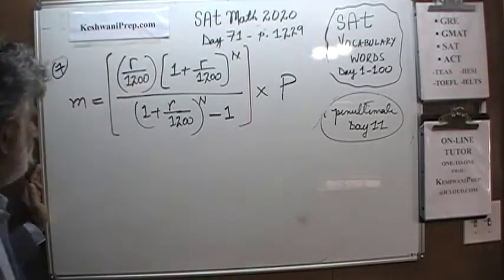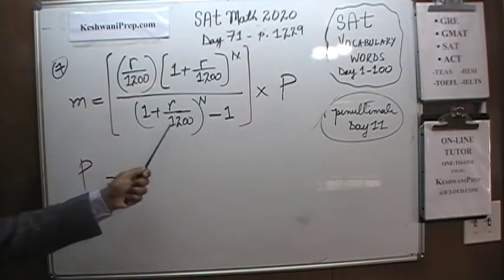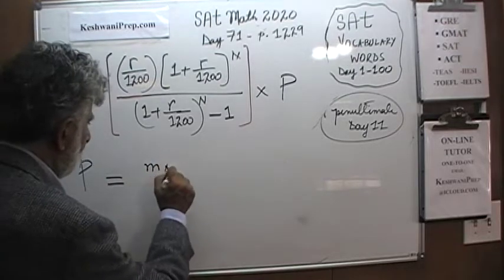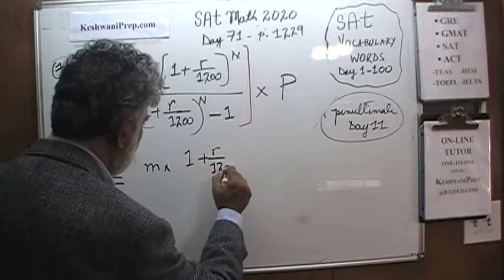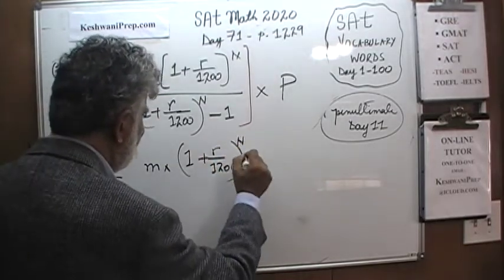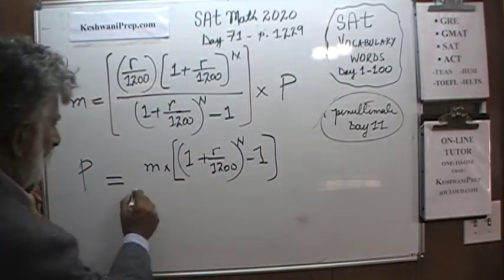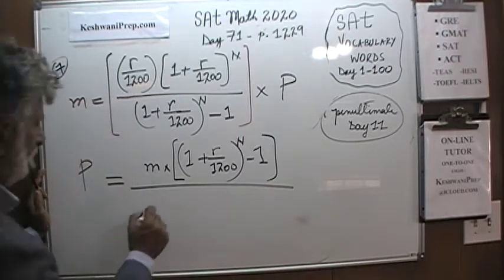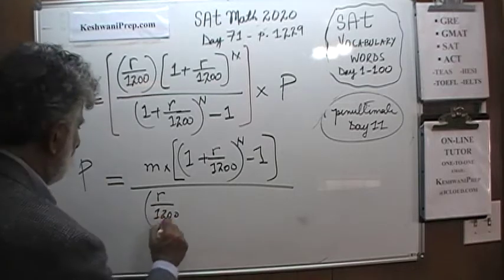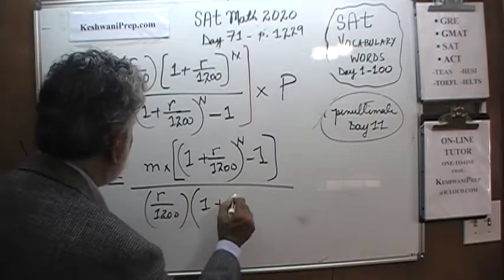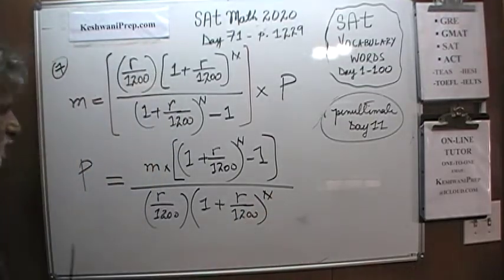Let's do it together. So that tells us that p is going to equal m times this entire denominator, which is 1 plus r over 1200 raised to n minus 1, this whole thing, that's the denominator, over this thing, r over 1200, so this comes down, times 1 plus r over 1200 to the n. And that's all there is.